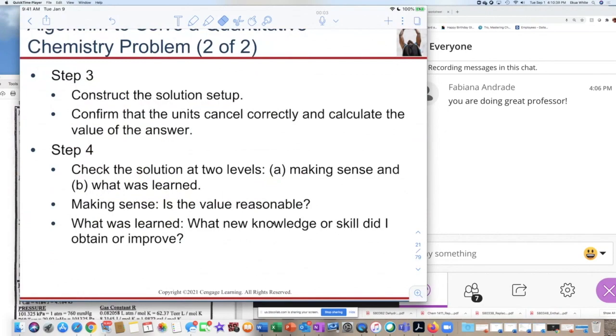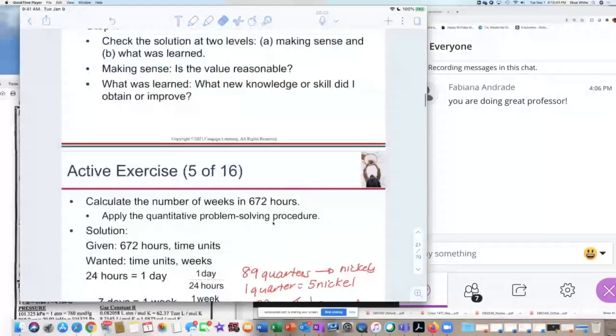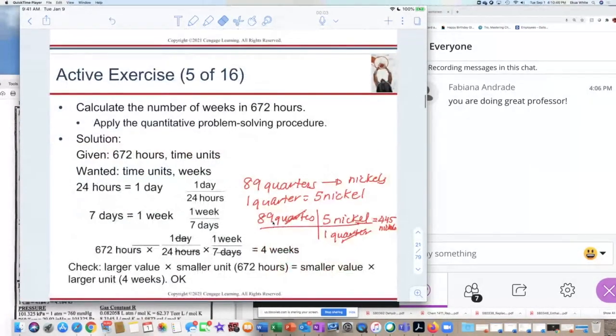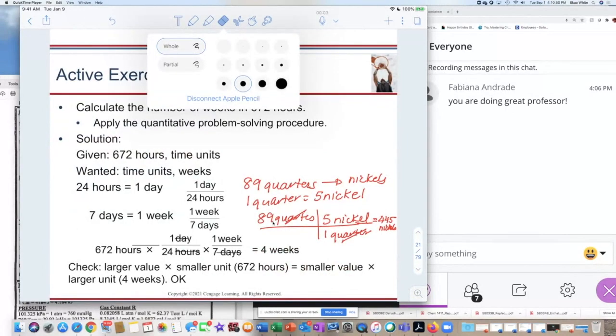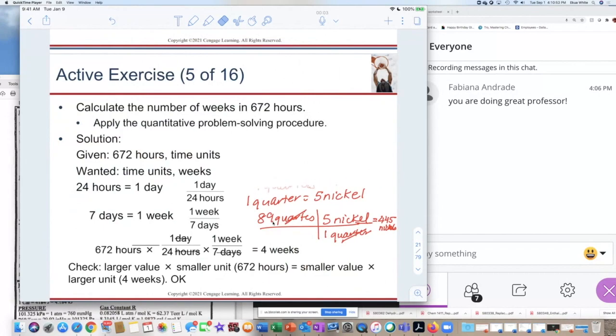Rather than reading what we're about to do, I would rather we actually practice this, and then we can read it when we're done. Okay? So we have an active exercise here. In our active exercise, let me go ahead and erase this. I see I had some random questions right here.